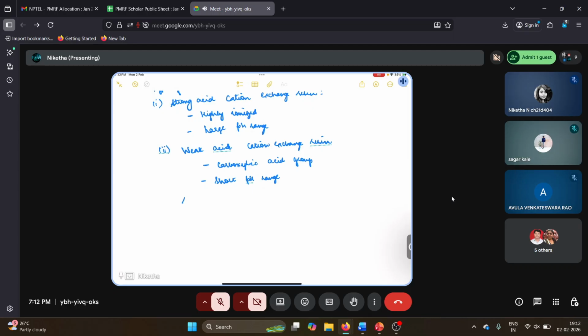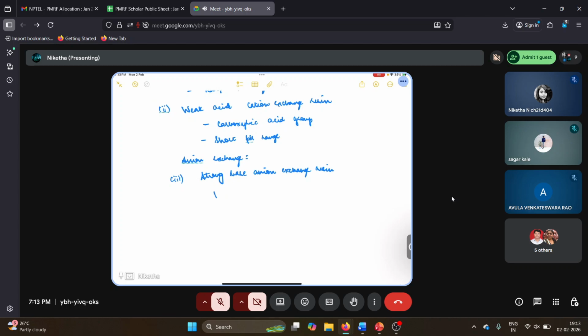Now coming to anion exchange resins. Again, just like strong acid, we also have a strong base anion exchange resin. So this is also highly ionized, and has a large pH range.